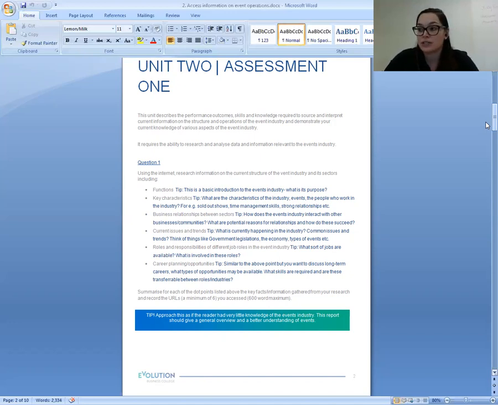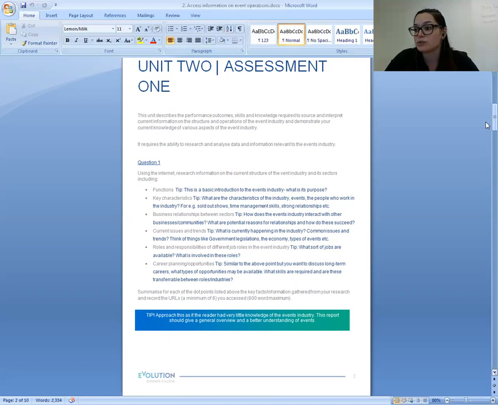With the key characteristics, it's more about the key characteristics of the industry. So what does a successful event look like? What are the characteristics of an event? Is it sold out shows? Is it massive fields with big stages and everything else? Is it small intimate events like weddings or parties or anything like that? What's the scale that you're looking at for these?